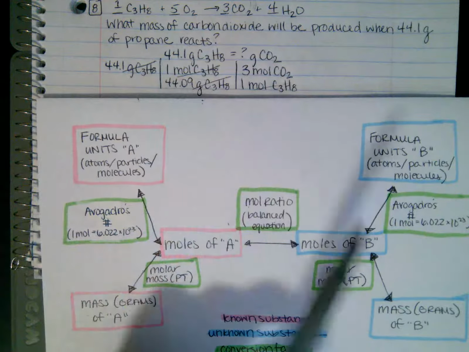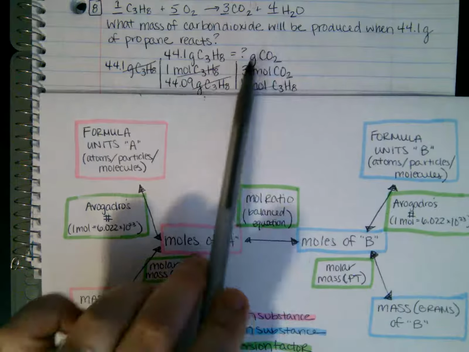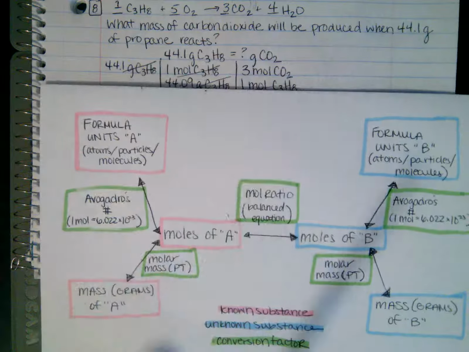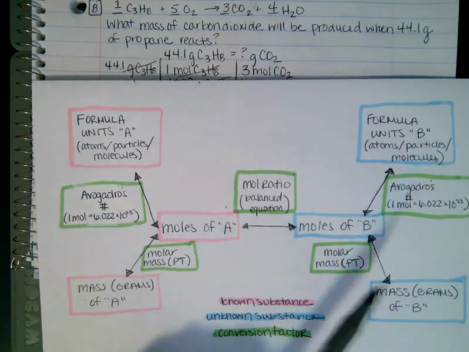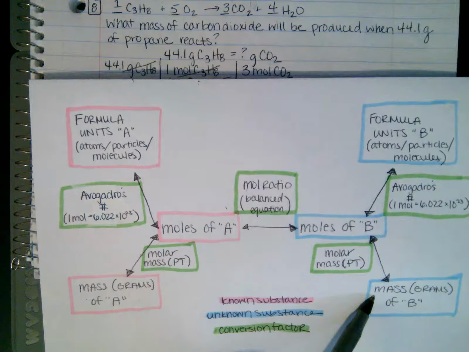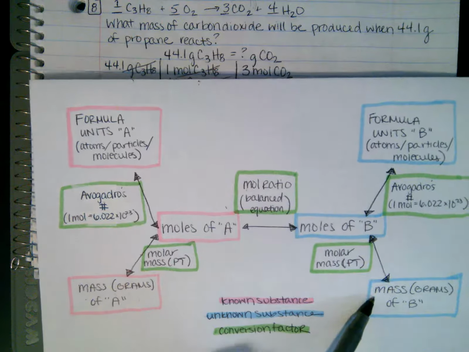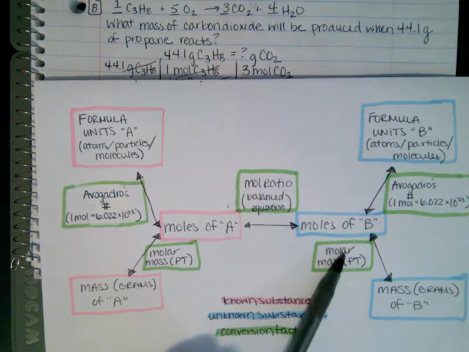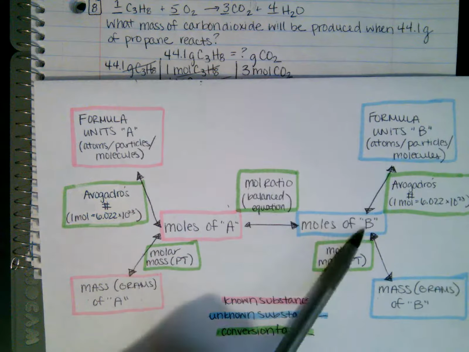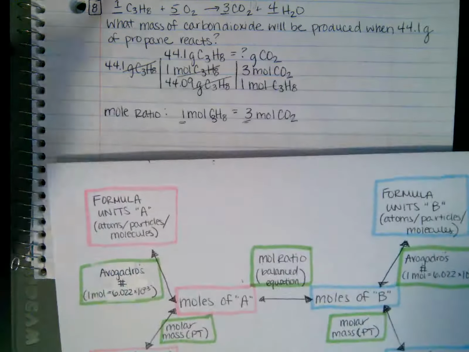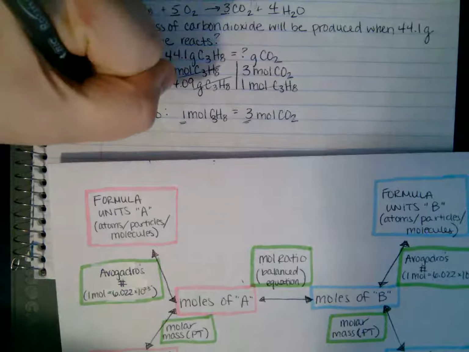But of course, we don't want moles of carbon dioxide. The question says what mass of carbon dioxide. So we have one final step here. We need to go from moles of carbon dioxide to mass of carbon dioxide, and the way we're going to do that is through the molar mass of carbon dioxide. This is the molar mass of compound B here. So we need to figure that out real quick because we didn't do that in number 7.